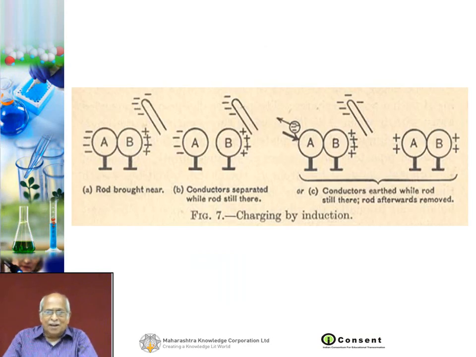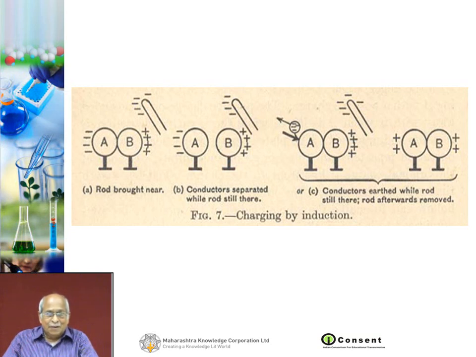आणखी एक उदाहरण पहा, चार्जिंग बाय इंडक्शन. Now the figure that you are seeing here, there are two metal spheres A and B. They are resting on insulating supports and the two metal spheres are in contact. A and B are in contact. Once again, a charged plastic rod is brought close to metal sphere B.